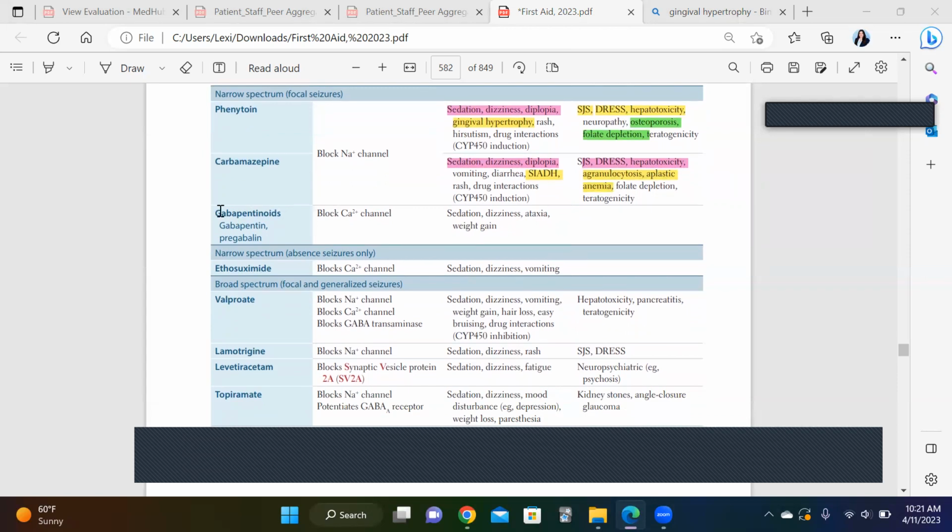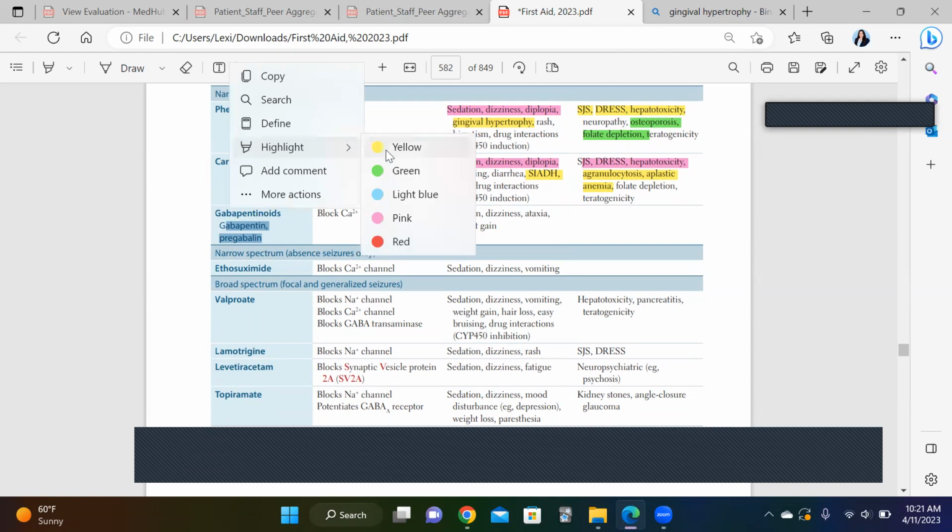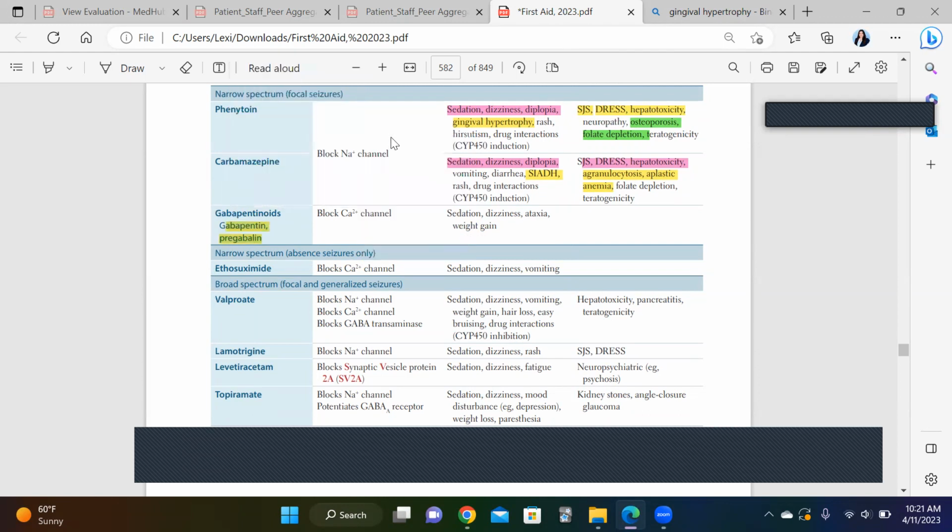Last one, I've never heard this word, gabapentinoids. Very important thing. They will ask this over and over again. This was asked on my ABSite this year. Do gabapentin and pregabalin work on GABA? No. No, they block calcium channels, okay?